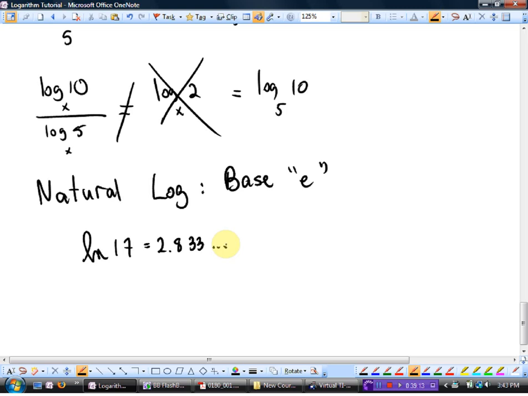Why ln? Well, it's actually French. It's log naturel, which is ln instead of nl. That's fine. It's a natural logarithm. Now, what do you need to know about base E? Well, that I just did. You need to be able to find the ln of a number. And you're going to need to use base E to solve an exponential growth equation, but I'm going to do that later on.